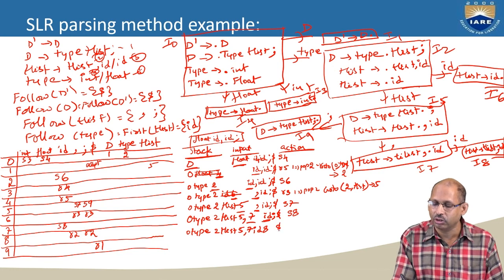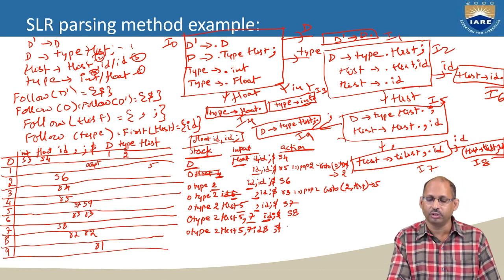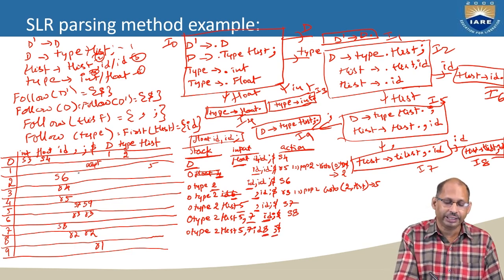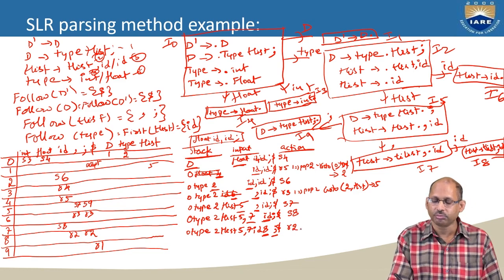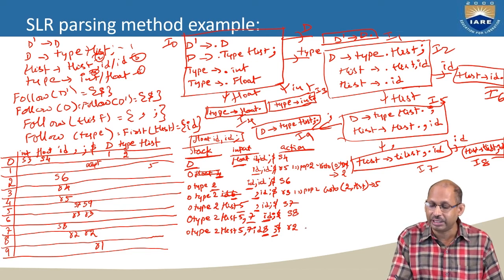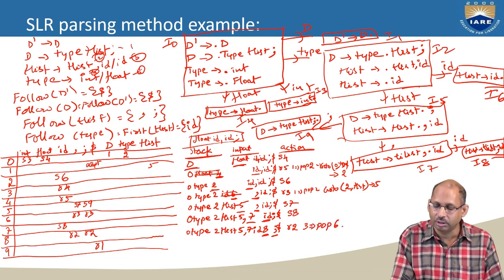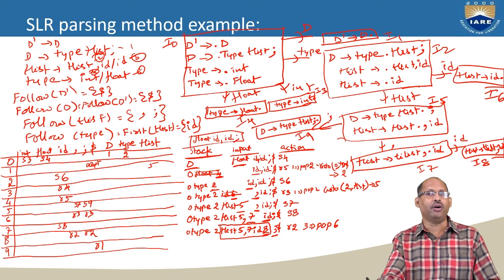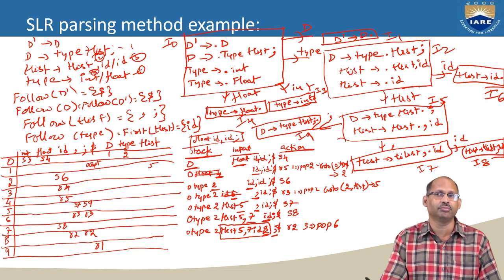What is the remaining? Semicolon and dollar. We consider 8 and semicolon. What do we have? 8 and semicolon is R2. Reduce by production number 2. How many symbols are there? 3 symbols. So pop 6 symbols: 1, 2, 3, 4, 5, 6. These 6 symbols we have to delete or pop from the stack.